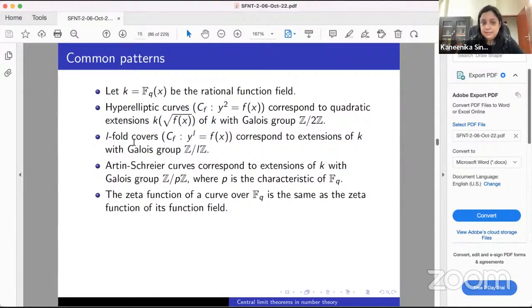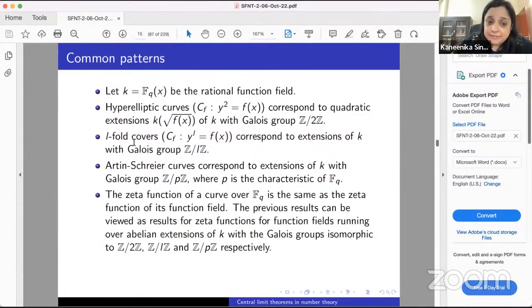of its function field. Okay, they are the same quantity, but they can be approached from these different points of view. And the previous results can be viewed as results for zeta functions of function fields, running over certain abelian extensions of K with specific Galois groups in different cases, which are isomorphic to Z/2Z, Z/LZ, and Z/PZ, P being the characteristic of the field, respectively.